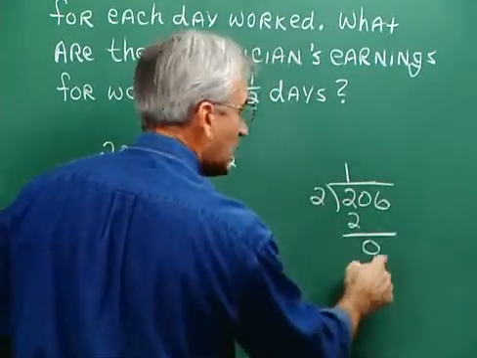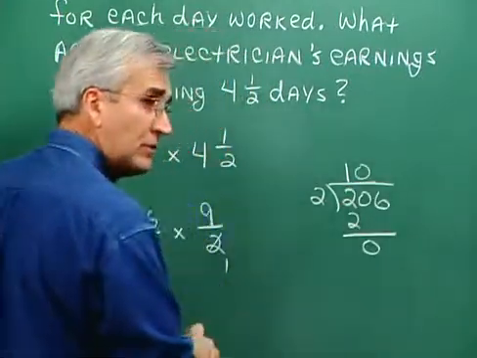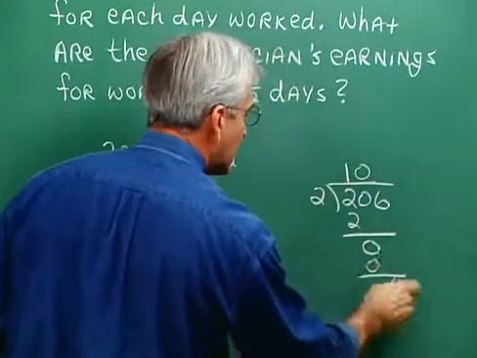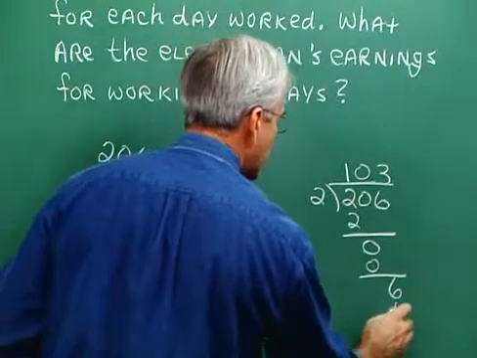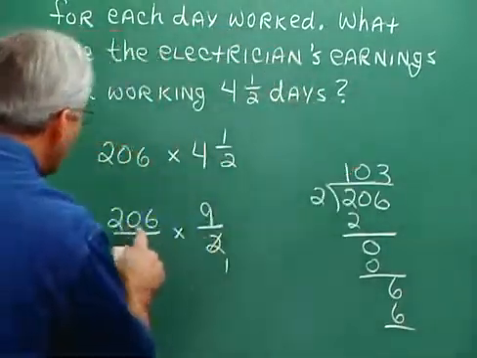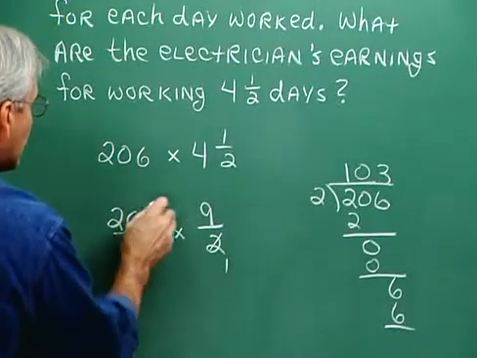Bring down the next digit. 2 doesn't go into 0. I need a placeholder here, or I can say 0 times 2 is 0. And then bring down the 6. 2 into 6 goes 3. 3 times 2 is 6. No remainder here. It goes evenly as we expected. So 2 into 206 goes 103.